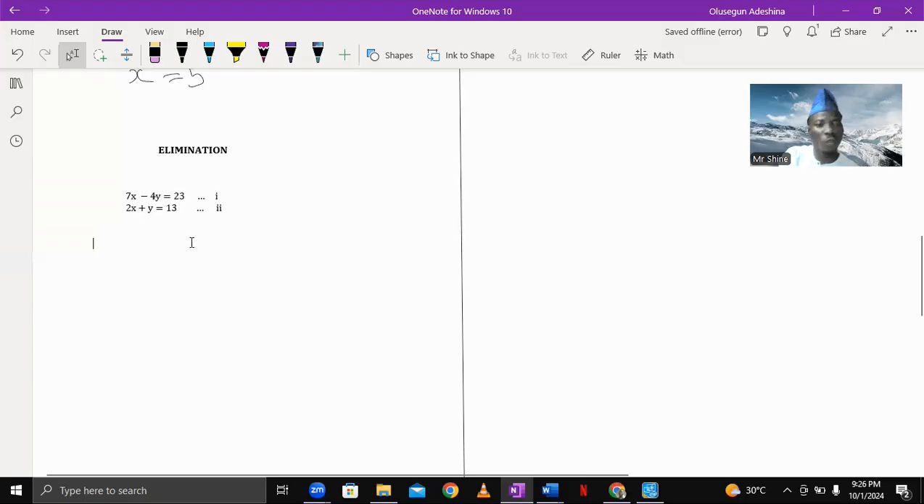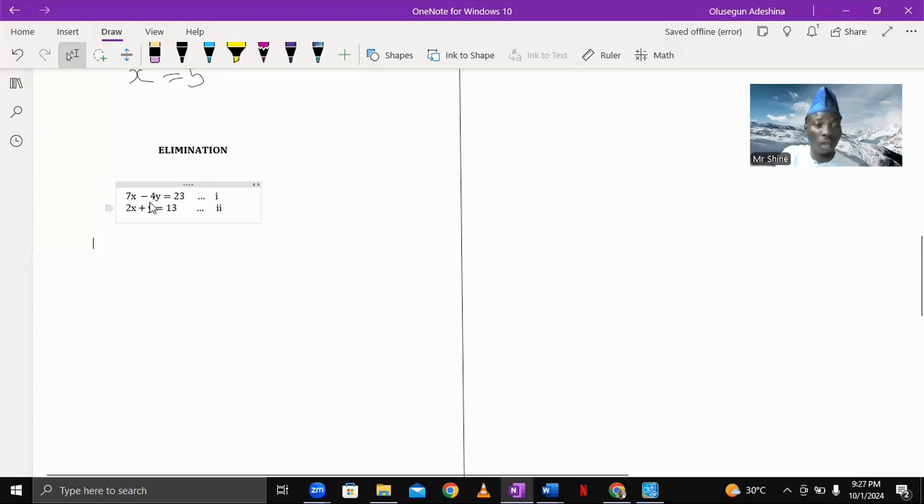What is the coefficient of y in equation 1? It is -4, or 4, so to speak. And what is the coefficient of y in the second equation? It is 1, or +1. So this is what we do. We are going to make sure that both coefficients of y in both equations are the same.